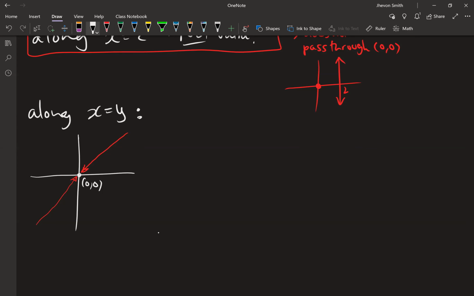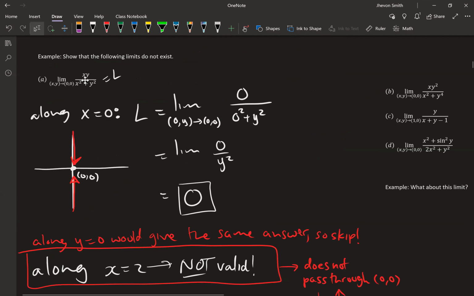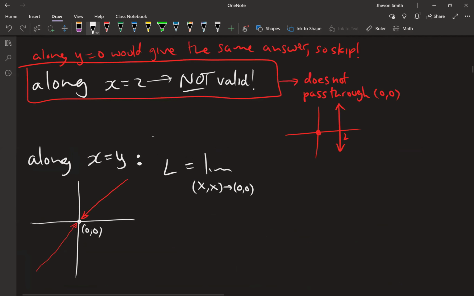Along x equals y, what does my limit look like? Well, it's going to be the limit of, well, I can just plug in x comma x because my y would be x. And I'm just going to plug in y equals x everywhere because they're the same. So in the top, I would have x times x. In the bottom, I would have x squared plus x squared.